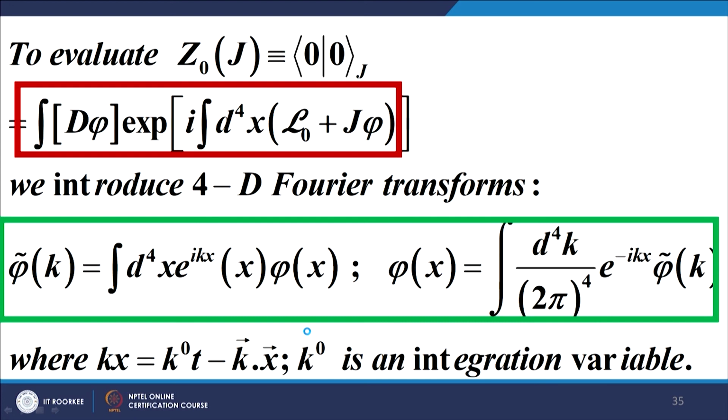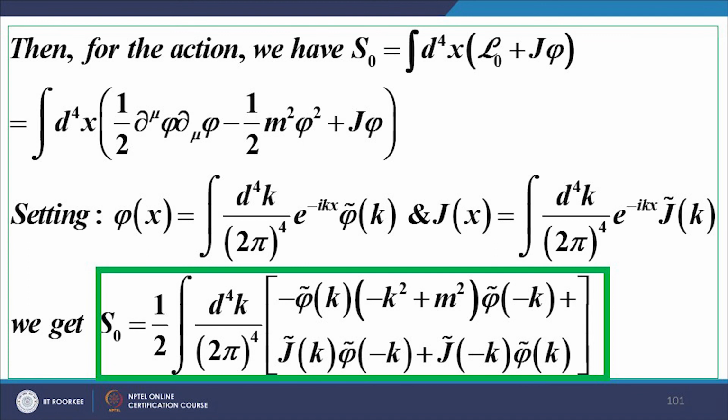We move into the Fourier space, we make the Fourier transformations. Phi tilde k is equal to this expression. Phi tilde k is the Fourier transform of phi x, and similarly phi x is the inverse Fourier transform of phi tilde k. So, in other words, we now move from the position space or the field space to the mode space or the Fourier space.